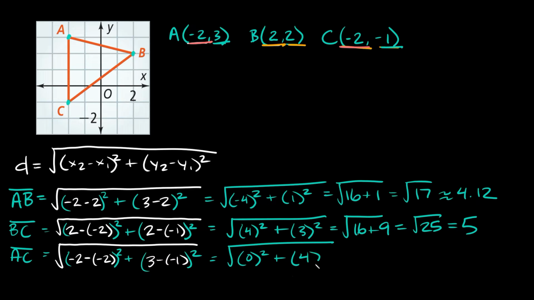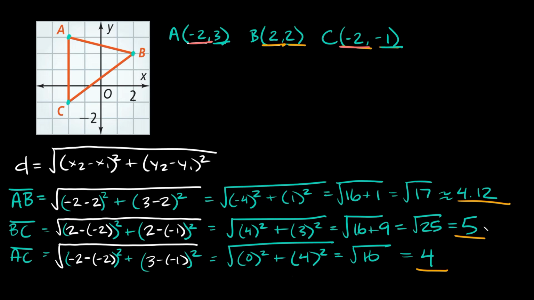So then 4 squared, right? So then here we just simply get 0 squared is obviously 0, and 4 squared is equal to 16. And the square root of 16 is equal to 4. Okay, great. Now we have all three lengths, right? So 4.12, 5, and 4. So based off these lengths, is this triangle up here scalene, isosceles, or equilateral?